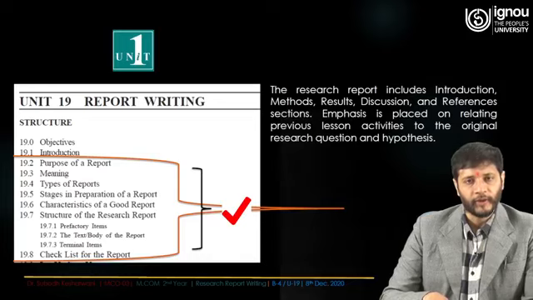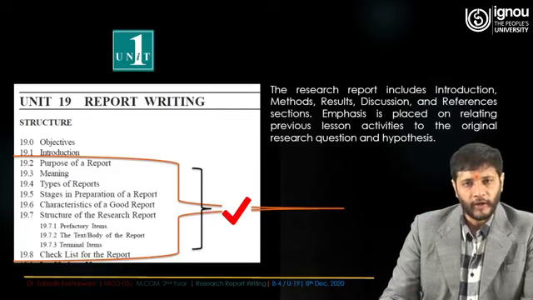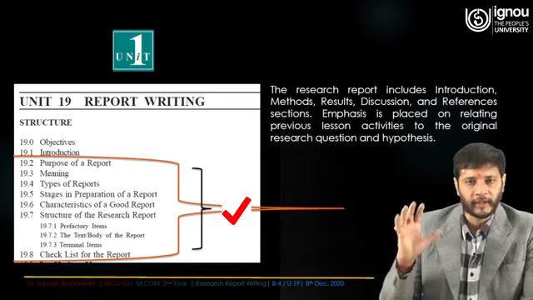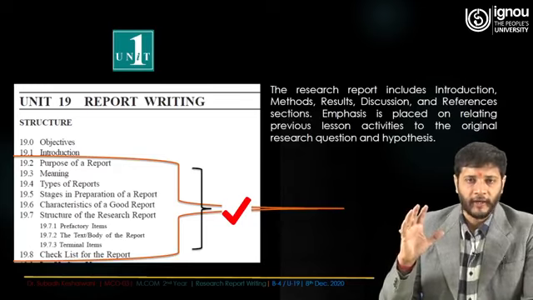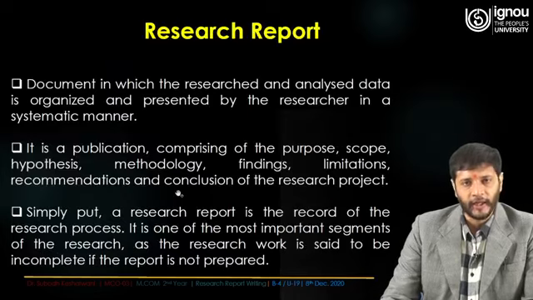So roughly, somebody has 5 chapters, or 7 chapters, or 9 chapters, which are usually an odd number. The research report includes introduction, methods, results, discussion and differences, and emphasis is placed on relating previous lessons and activity to the original research questions and hypothesis.